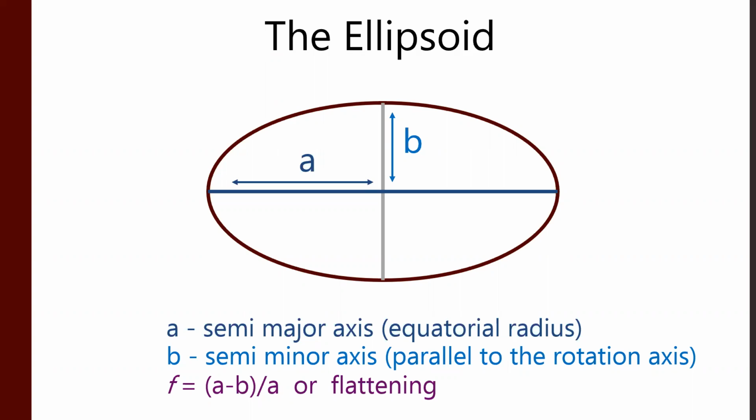Our ellipsoids then generalize the geoid shape. Our ellipsoids take that very complex geoid and turn it into something that's a lot easier mathematically to handle. Right? We can definitely handle an A and a B and determine a flattening of A minus B over A.